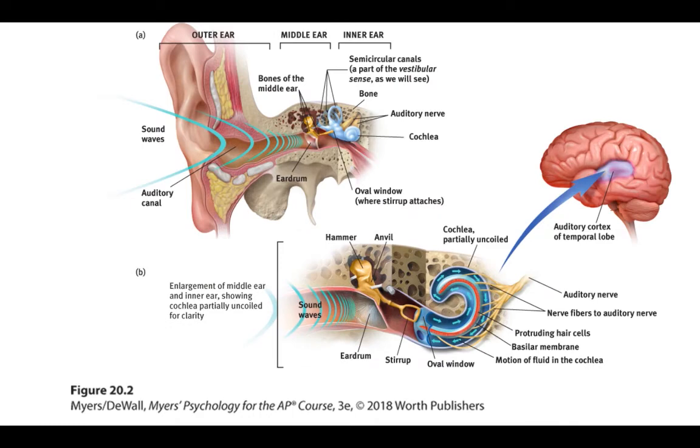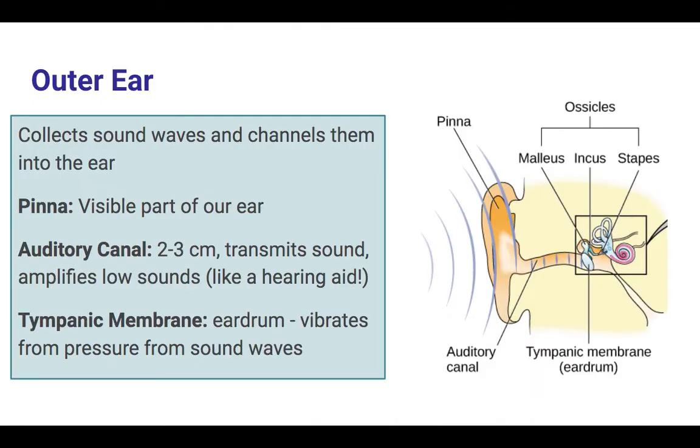Okay, so this is a picture of an ear. We're going to learn about what each of those things are. So the outer ear. The outer ear is going to collect sound waves and channel them into the ear. So if you ever thought, wow, our ear really looks like a funnel, that's what it's doing. So the pinna is the visible part of our ear, this outer lobe. That funnels the sound into your auditory canal. Okay, so that's where the sound goes.